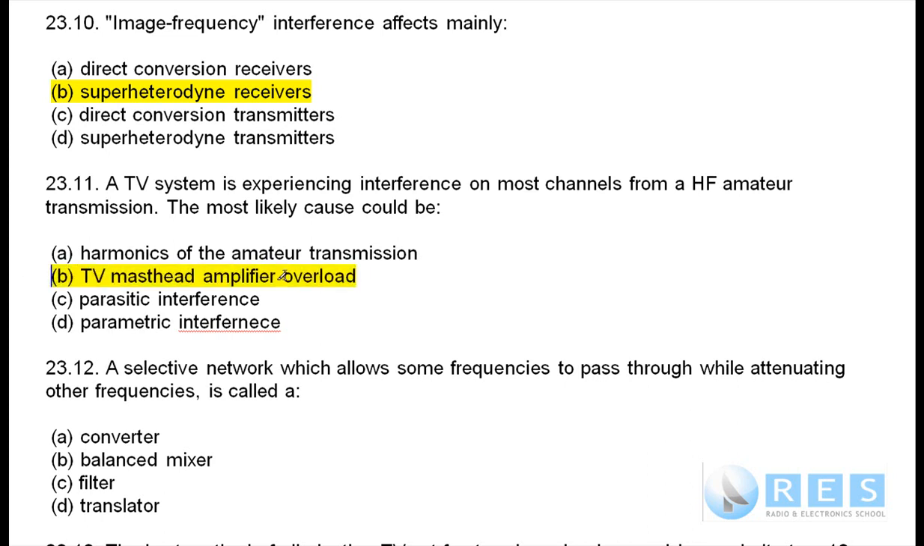TV masthead amplifier overload. The masthead amplifier is that little amplifier up the top of the mast where the TV antenna is. They usually have a gain from 20 to 40 decibels. They're usually not particularly good amplifiers. They're not shielded very well. And even though you're not overloading the TV receiver, you could very well be overloading that amplifier, and that would be causing interference on the television set.